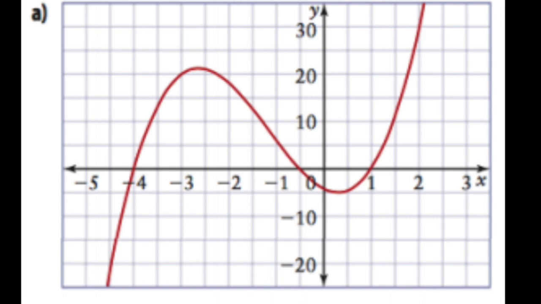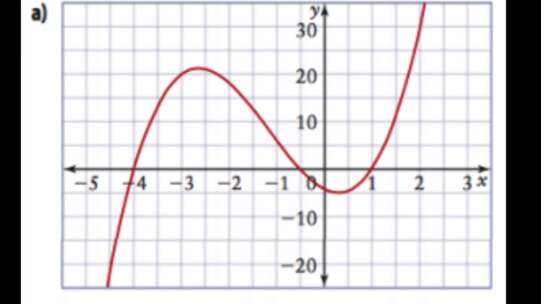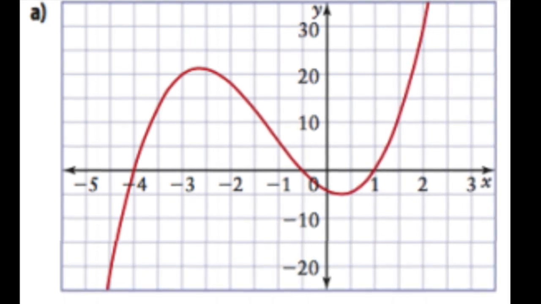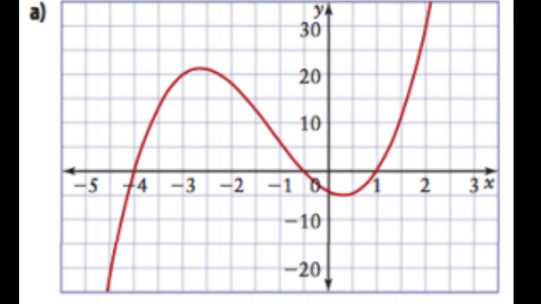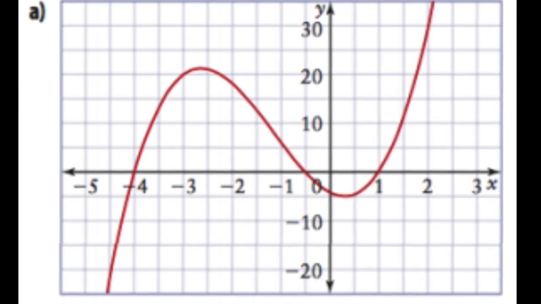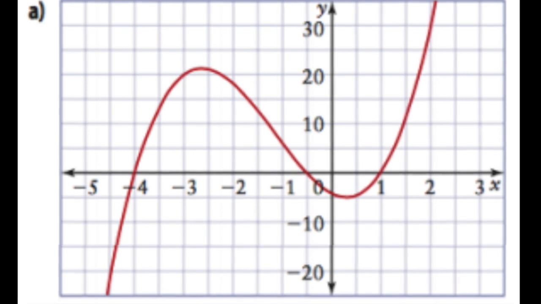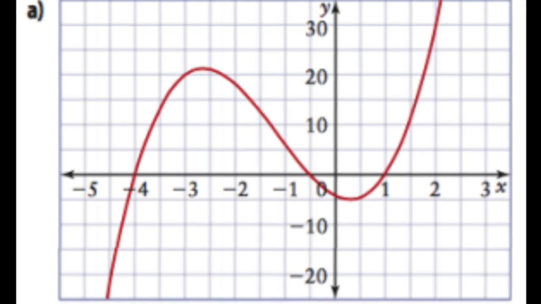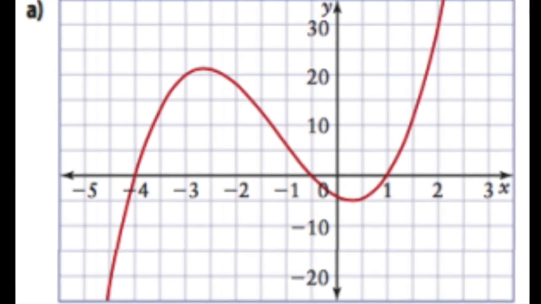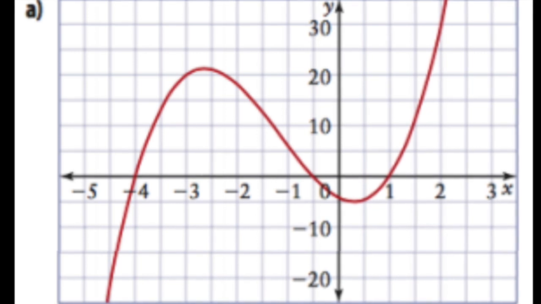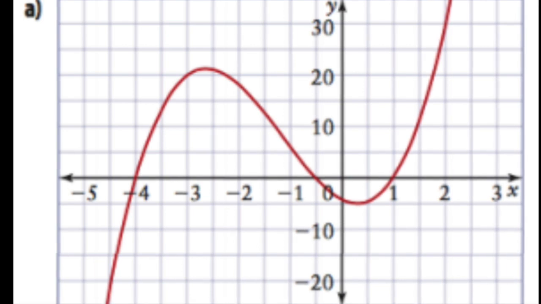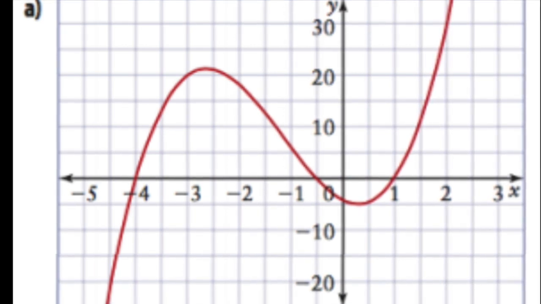The first question asks us to state the x-intercepts. For graph A, we are going to observe where the line crosses the x-axis. Wherever our line intersects with the x-axis is where the intercept is located. For this graph, we are able to see that our line intersects with the x-axis 3 times, giving us 3 intercepts. These intercepts are located at (-4, 0), (-0.5, 0), and (1, 0).